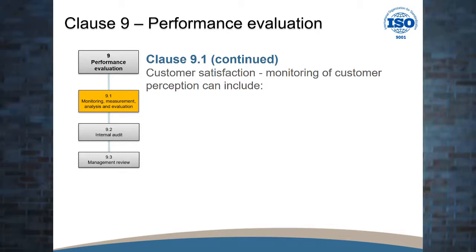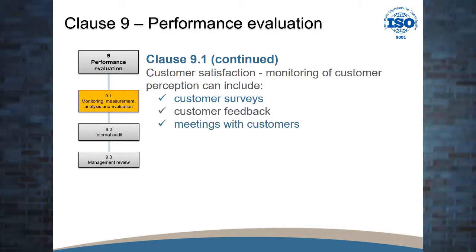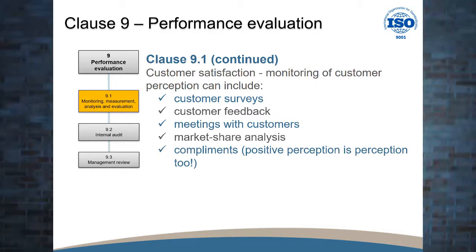Continued customer satisfaction, so monitoring of customer perception. That word perception stays in the standard, but it says can include. I think that's interesting. The can include is a little bit broader. It doesn't say must include, but can include customer surveys, customer feedback, meetings with the customer. I think it's always good to do a trip report so that folks within your organization can get up-to-date voice of the customer information. Market share analysis, compliments.